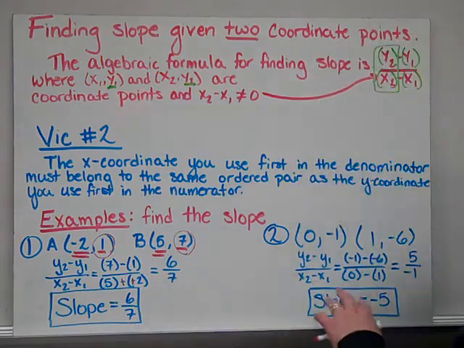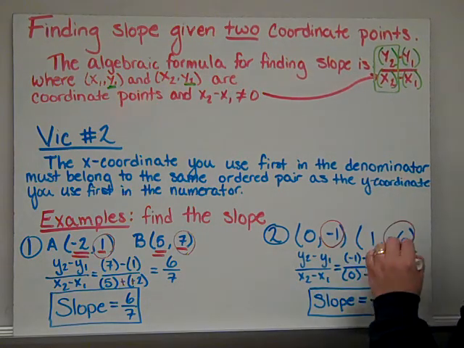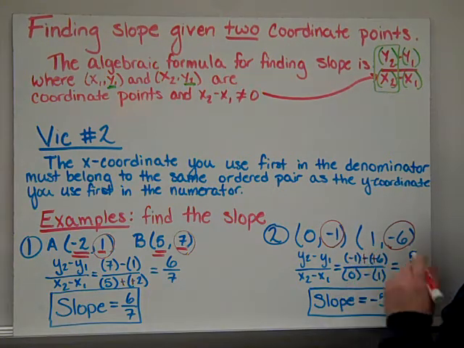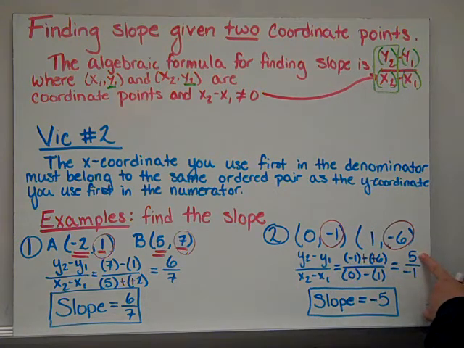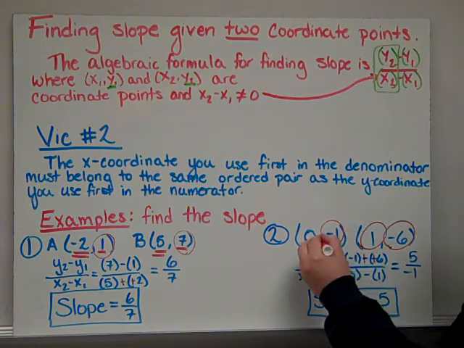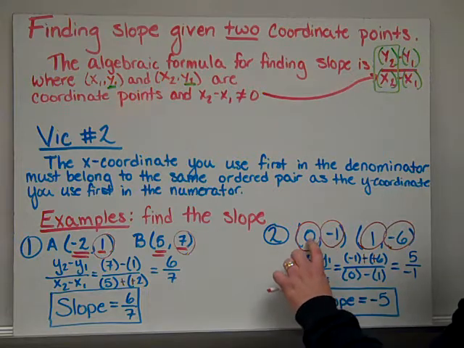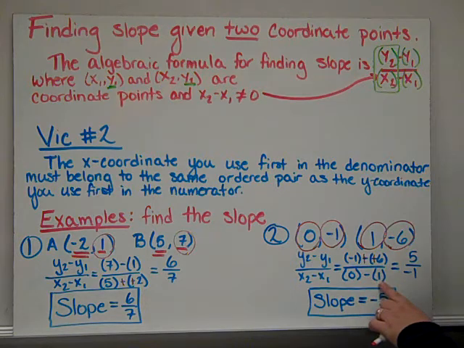Okay? So here, my y value is -1 and -6. So -1 minus -6. When I add its opposite, I have a +6 now and a -1. So when I subtract those, I get a +5. Now I have to make sure that the x value that belongs to that -1 y value is 0. So I have to take that x coordinate first. So 0 minus 1 gives me a -1. So the slope of that is -5.